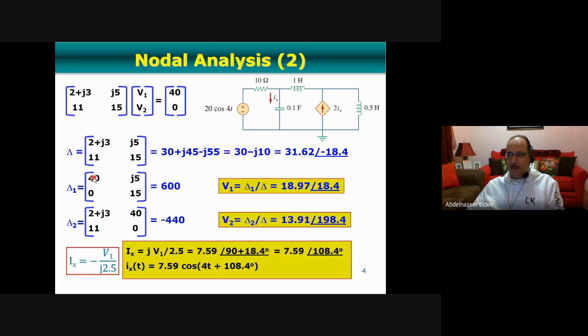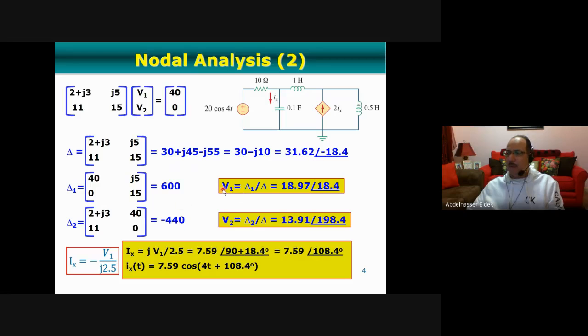So delta 1 will be 40 times 15, which is 600, minus J5 times 0, which will be 0 of course, so it will be 600. Delta 2 is 2 plus J3 times 0, which is 0, minus 40 times 11, which will be negative 440. So this is delta 2.